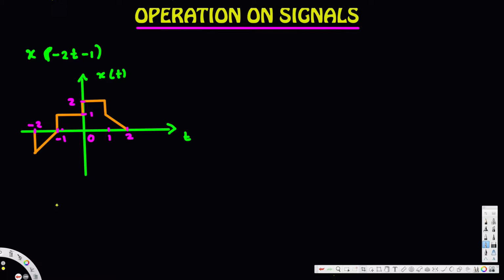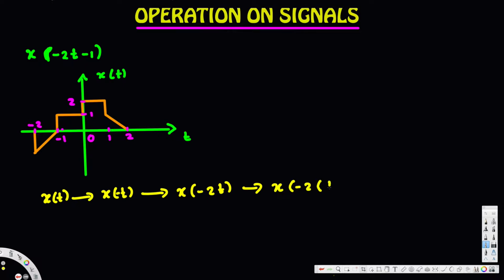Now the first thing is we can go in this order: from x of t to x of negative t, and then we can compress it to x of negative 2t. After that, if we take negative 2 common, we are going to have t plus half, because if you multiply half by negative 2 you will get negative 1 back, right? So that's why we got this right here. Now let's go ahead and perform this.